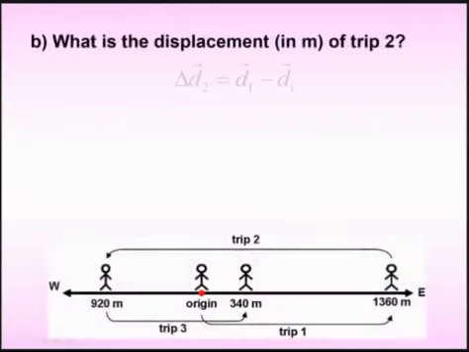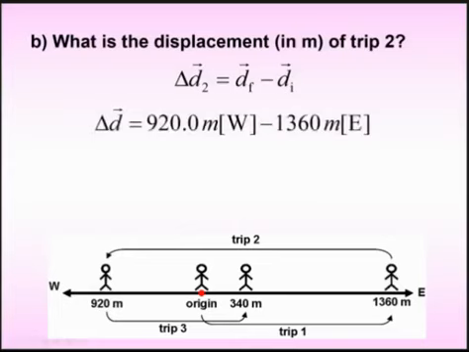Next one. Trip number two. Can someone tell me what's the final position of trip number two? Raise your hand. Always raise your hand. Oh, hold on. Okay, Baha. What is the final position at which the person ended at the end of number two? 920 meters west. What is the initial position of trip number two? Because it follows after what? Trip number one. The ending of one is the beginning of the other. So that means the beginning is this.